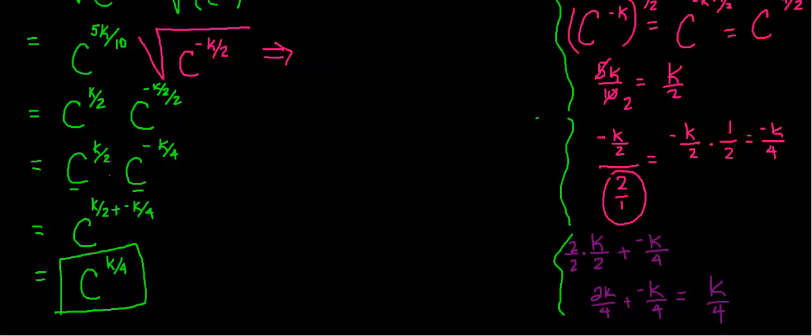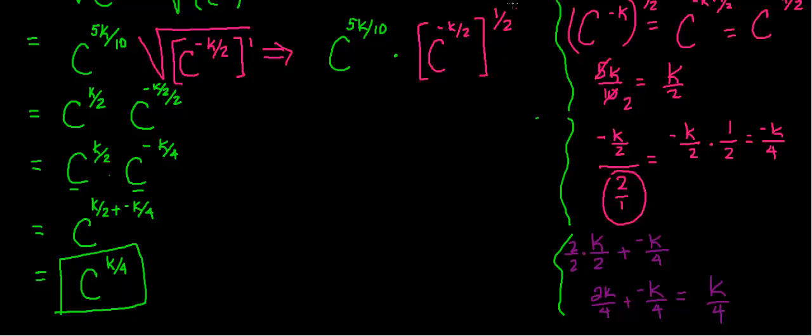We could have written c to the 5k over 10 times, and look at what I can do here. I can write this as a rational exponent. I can take the radicand and I can say this whole thing here is raised to the 1 power. Okay, so I can write this like this. C to the negative k over 2 and everything raised to the 1/2 power.